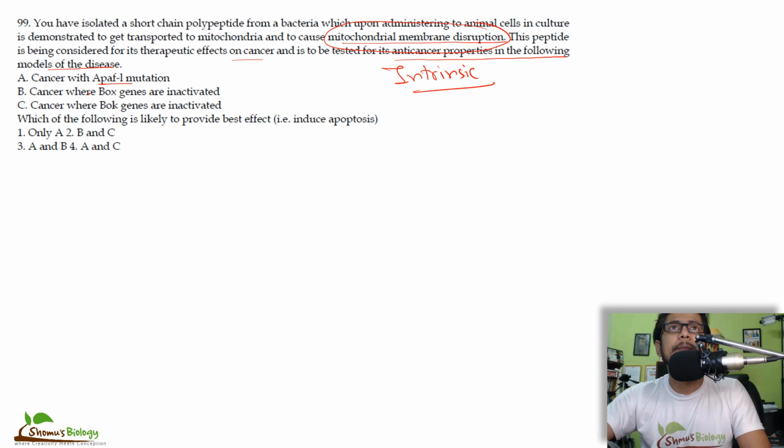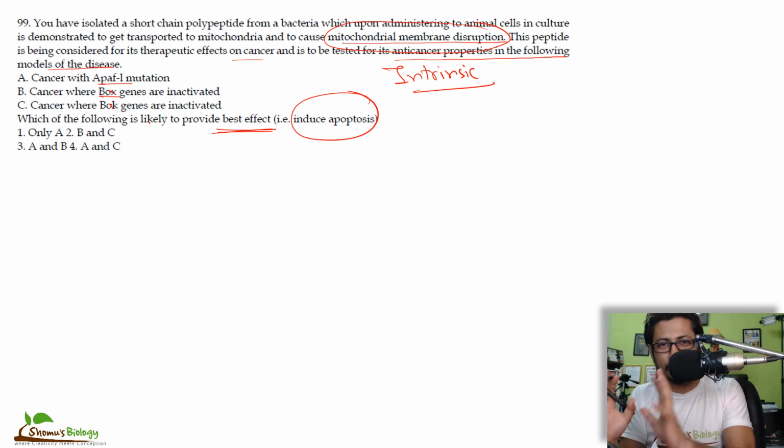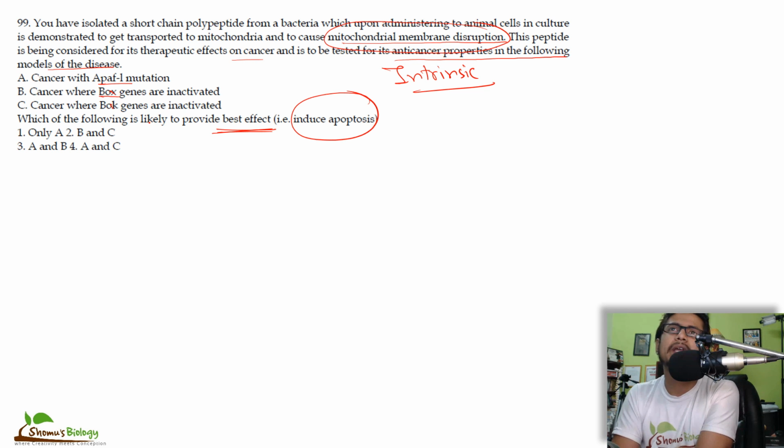One is cancer with APAF1 mutation, cancer with BAX gene mutation, cancer with BAK gene mutation. Which of the following is likely to provide the best effect to induce apoptosis? Now think about it. Among all these 3, because the protein that we have isolated has a property to kill the cell, that means the protein has a tumor suppressor effect, right?